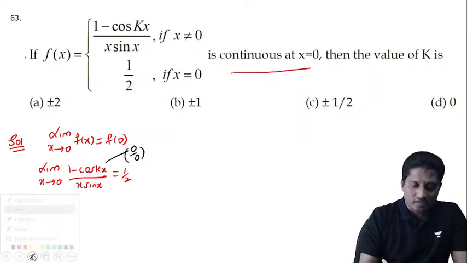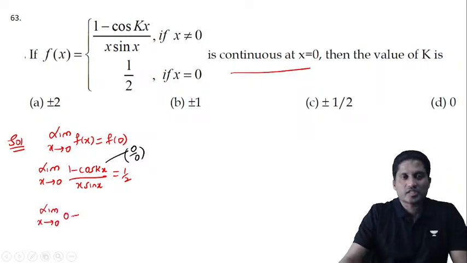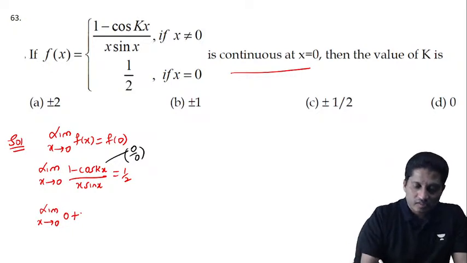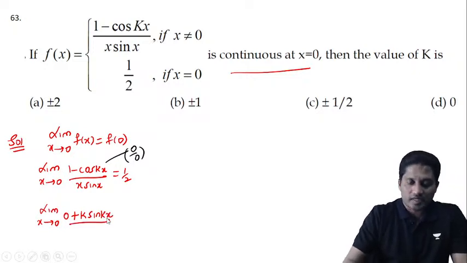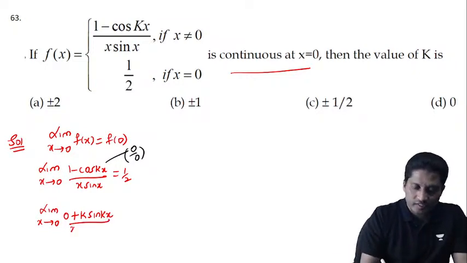Okay, if I use L'Hopital's rule, limit x tending to 0, differentiation of 1 is 0, differentiation of cos is minus sin, so this is equal to plus k sin kx, whole divided by, I'll again use u into v. First function is x, differentiation of sin x is cos x, plus second function sin x, differentiation of x is 1, and that's equal to half.